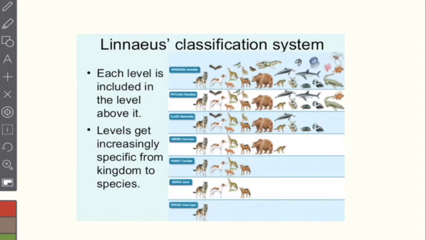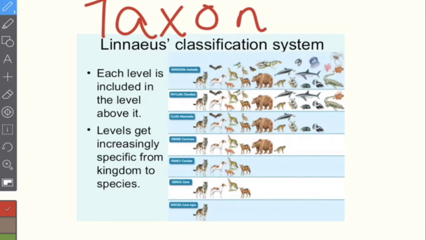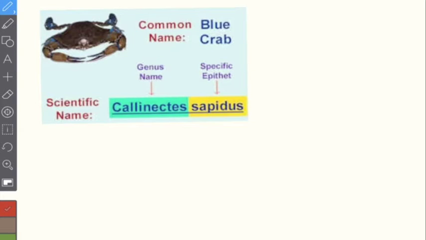Next, the scientific study of how organisms are classified is called taxonomy, and this is how you spell taxonomy. So that is the study of how organisms are classified, and this is one of the systems that we use, which is Linnaeus' classification system. When we do a scientific name, for example, this is a blue crab, we have the genus and we have the species, and the genus is always going to be capitalized, so the first word is capitalized.